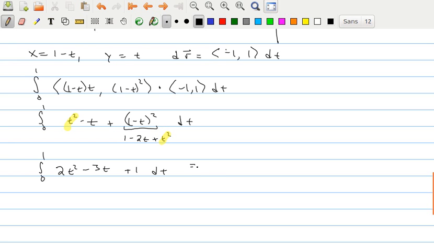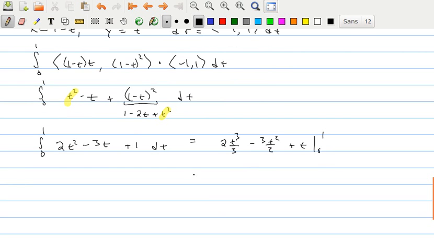And now we'll integrate this term by term. So first up we've got 2t cubed over 3 minus 3t squared over 2 plus t evaluated from 0 to 1. We're going to plug in our limits of integration. At 0, everything zeroes out, so we don't need to worry about that limit. Next we plug in t equals 1, and that gives us 2/3 minus 3/2 plus 1. And we go to simplify this out. This is 2/3 plus or minus 1/2, which gives us 1/6.